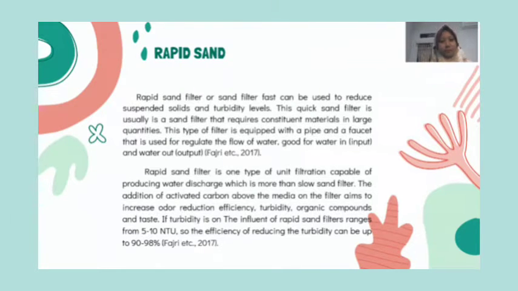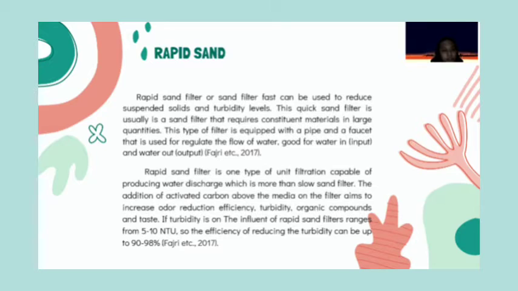Okay, the first is rapid sand. Rapid sand filter can be used to reduce suspended solids and turbidity level. This rapid sand filter is usually a sand filter that requires constituent material in large quantities. This type of filter is equipped with a pipe and a faucet that are used to regulate the flow of water, both input and output. Rapid sand filter is one type of filtration unit capable of producing water discharge more than slow sand filter.